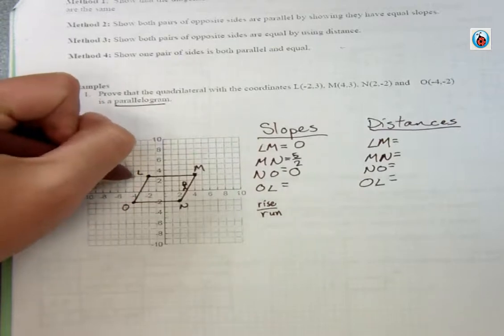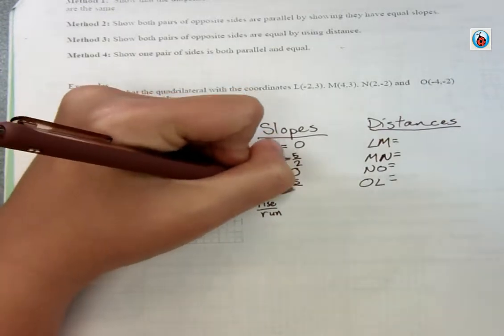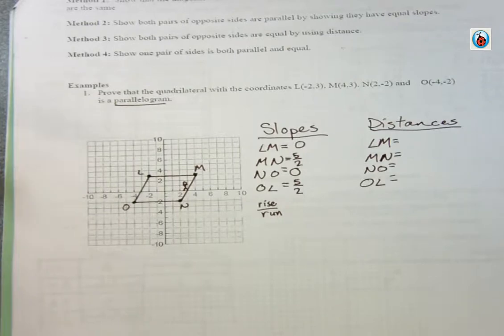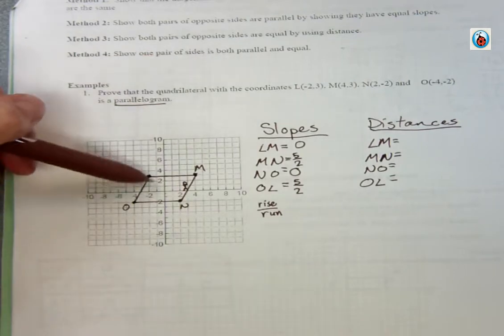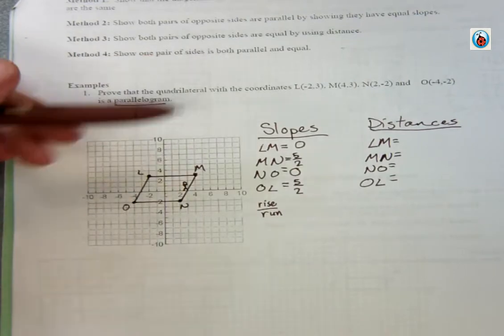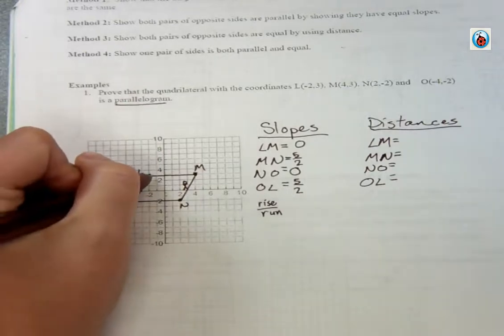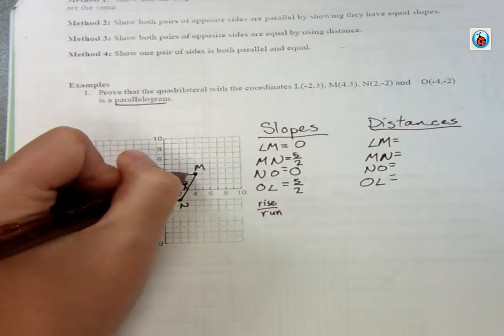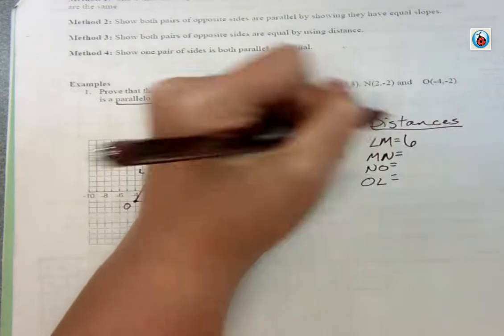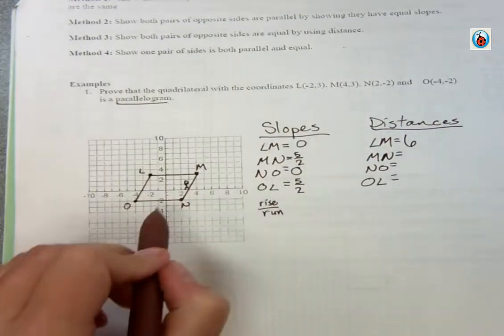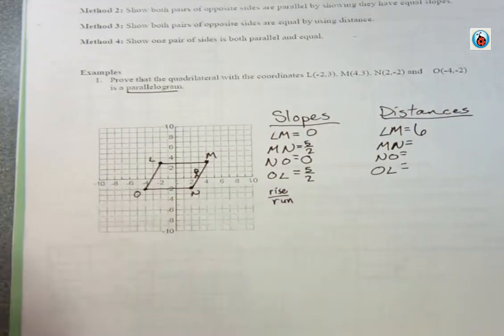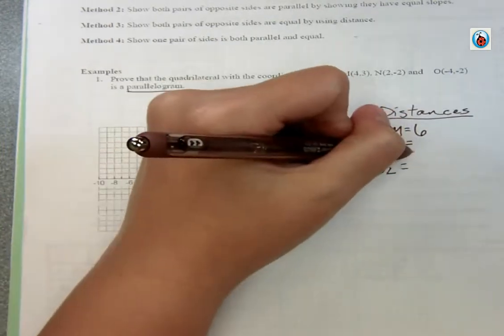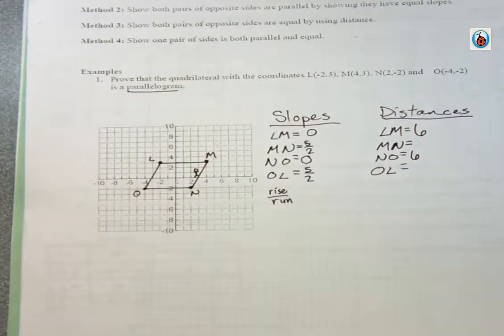Alright, same thing for OL. You go up 5 over 2. Look at that, you're going to have the same slope. Great. For distances, if it is a straight line, like this one, all you have to do is count the spaces. For the diagonal line you can't do this. So 1, 2, 3, 4, 5, 6 spaces in between L and M. And then if we count NO, 6 spaces in between.